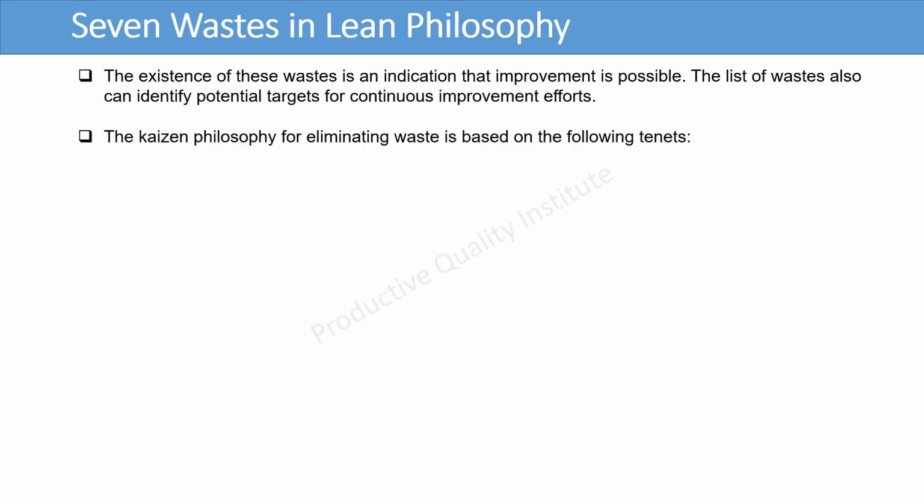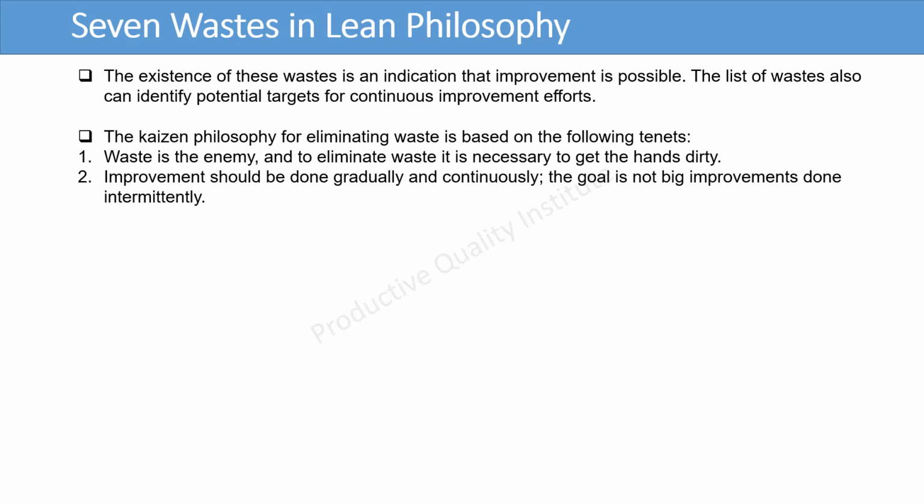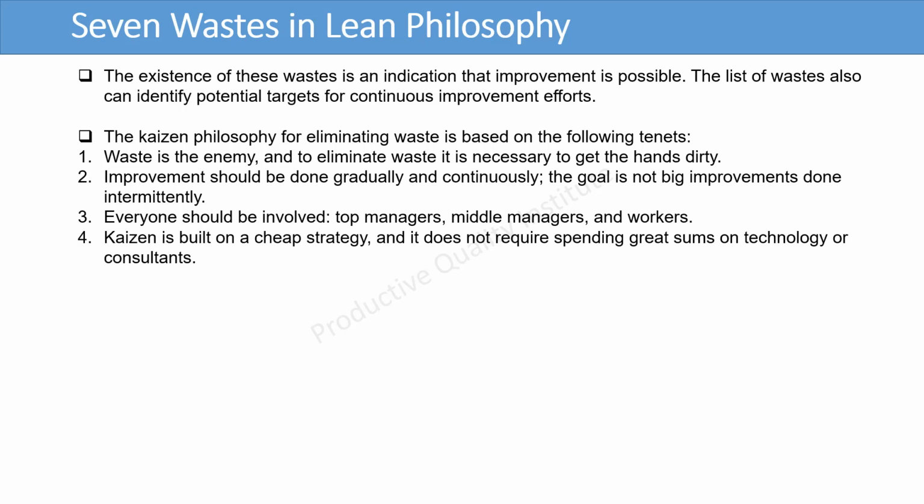The Kaizen philosophy for eliminating waste is based on the following tenets. 1. Waste is the enemy, and to eliminate waste it is necessary to get the hands dirty. 2. Improvement should be done gradually and continuously. The goal is not big improvements done intermittently. 3. Everyone should be involved: top managers, middle managers, and workers. 4. Kaizen is built on a cheap strategy, and it does not require spending great sums on technology or consultants.